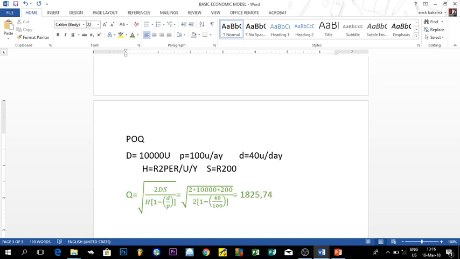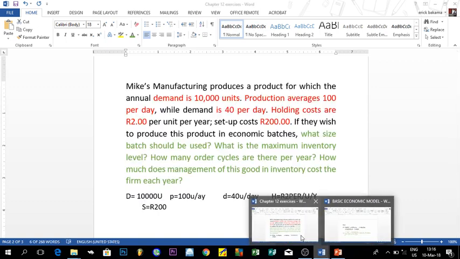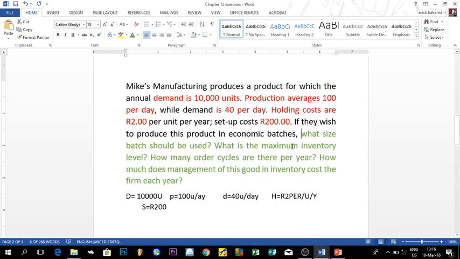The answer that we get is approximately 1,825.74. Remember, this is the number of units that we need to order. So we can say that it's approximately 1,826 units. Now this is Q. The question wanted us to first of all find Q, which is the size that needs to be used. This is what we got. Now we need to find the maximum inventory level.